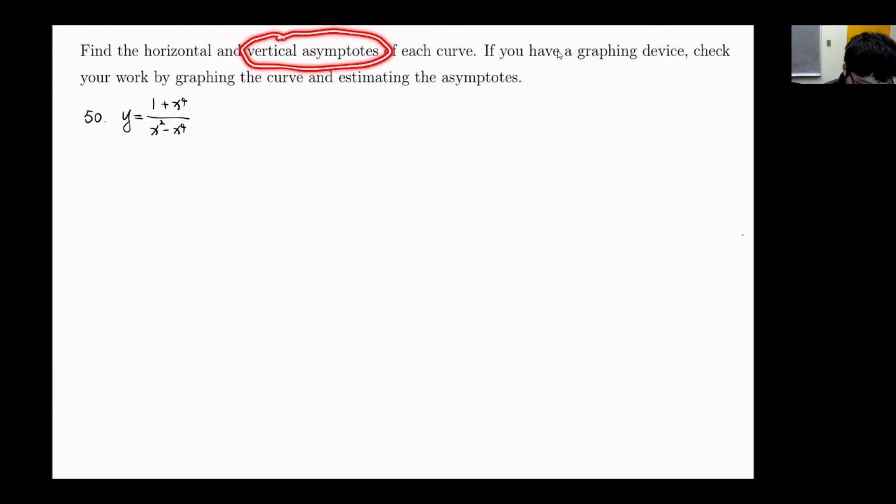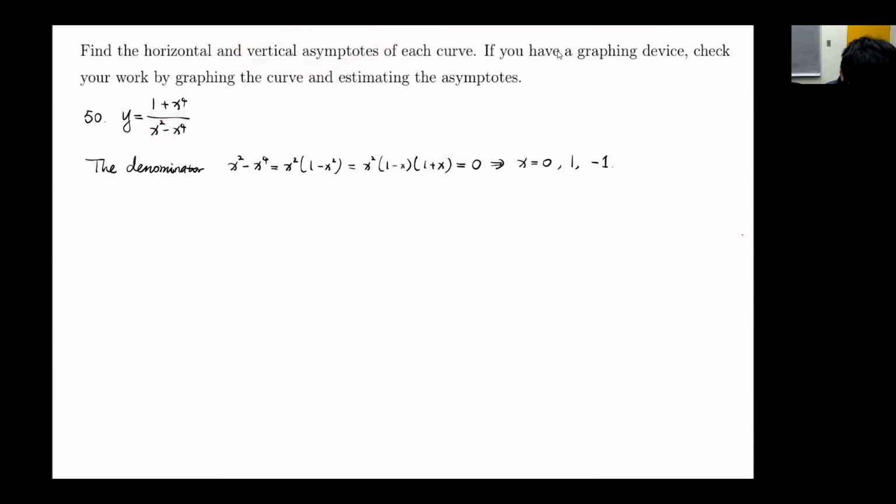In order to find the vertical asymptotes, we need to find out where the denominator takes 0. You can see that the denominator can be factorized in this way. I can factor out an x squared. What remains is going to be 1 minus x squared over here. And this 1 minus x squared can be further factored as (1 minus x)(1 plus x). So the denominator will simply be this, and we set it equal to 0. We see there are 3 points, x equals 0, 1, and minus 1. So these are the 3 numbers making the denominator 0.